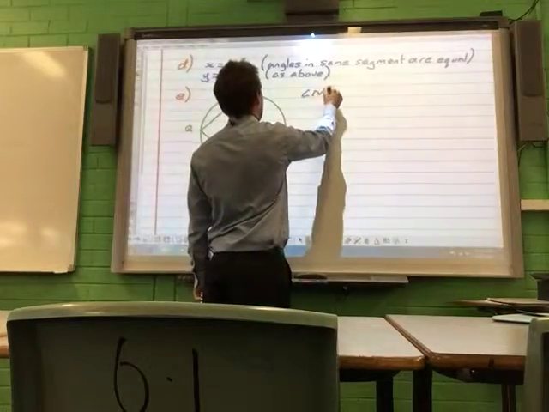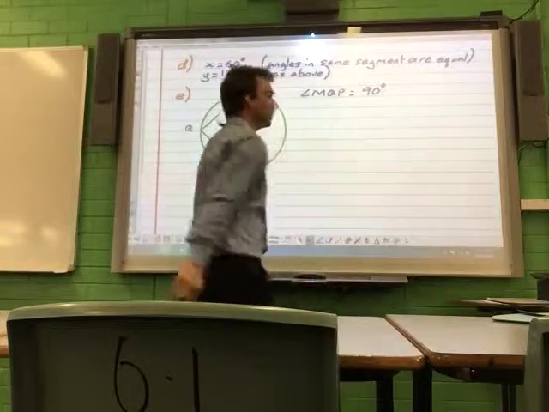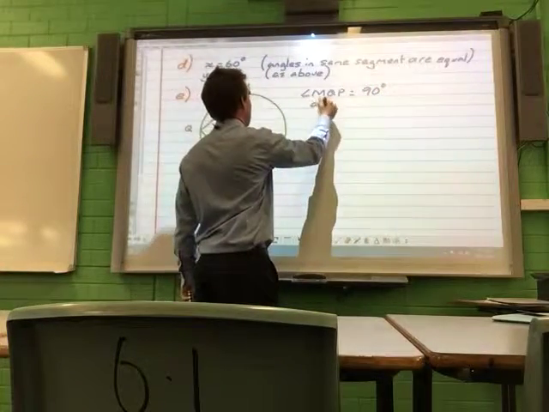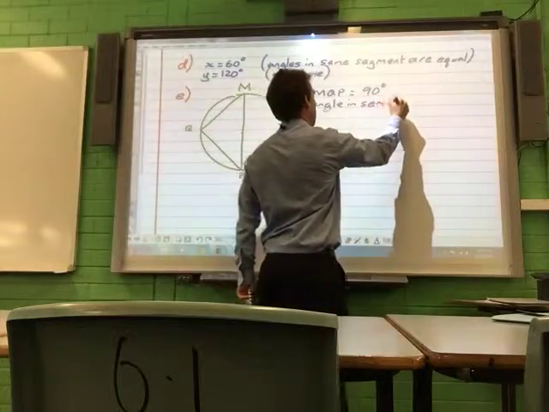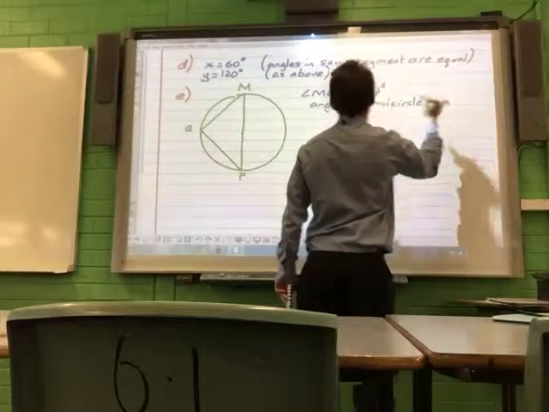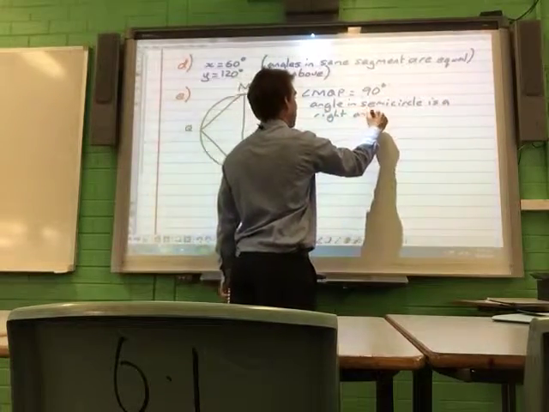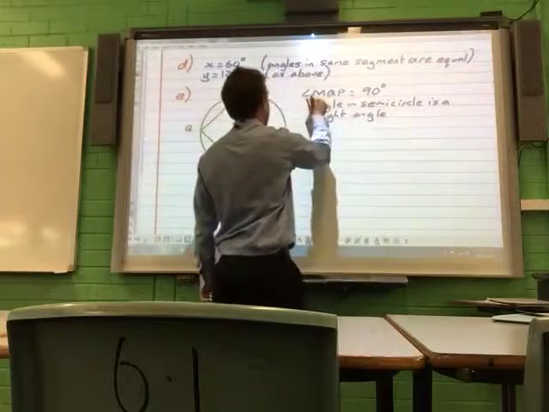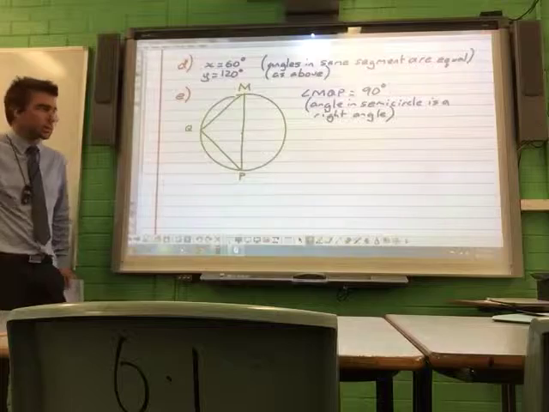Angle MQP is the right angle, 90 degrees. The reason: angle in semicircle is the right angle. Okay, or you can say angle at centre is twice angle at circumference if you wish.